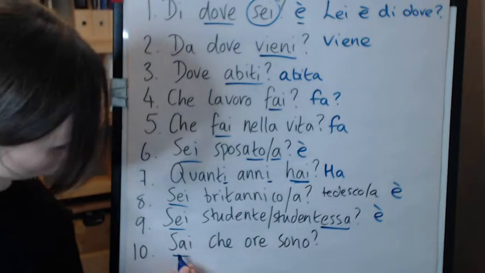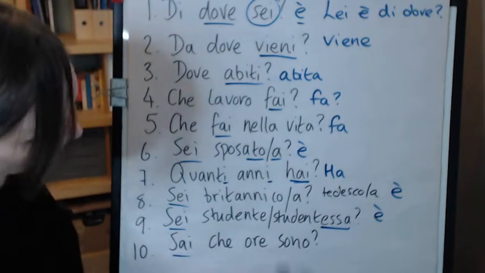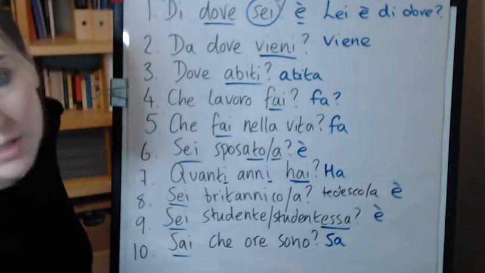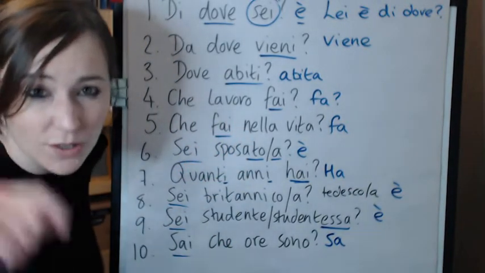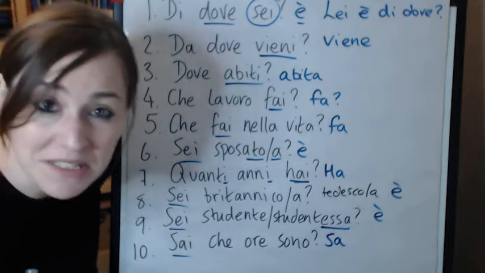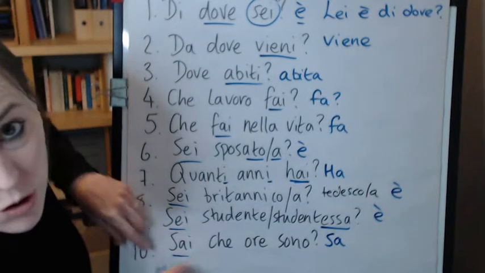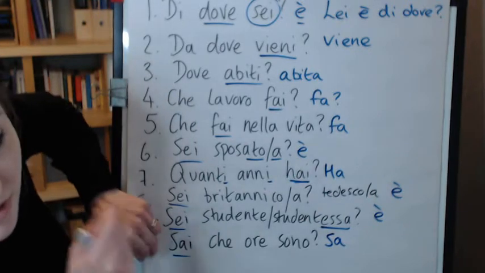Changes to the third person. Sa. Lei sa che ore sono? Excuse me, miss, or excuse me, sir, do you know what time it is? Please, would be nice. Lei sa che ore sono? Per favore.